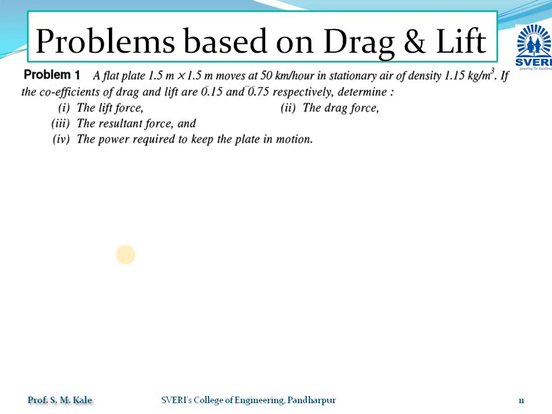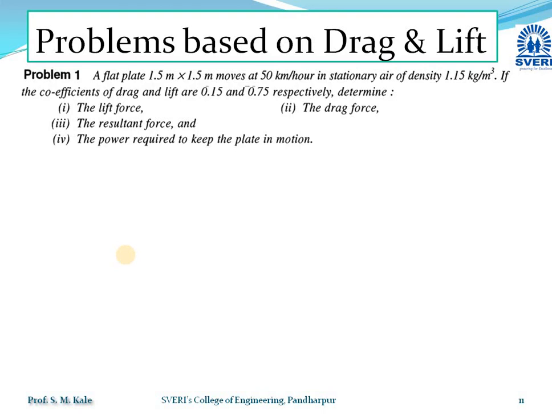If the coefficient of drag and lift are 0.15 and 0.75 respectively, then we have to determine first one is the lift force, second one is the drag force, third one is nothing but the resultant force, last one we have to find out the power required to keep the plate in motion.